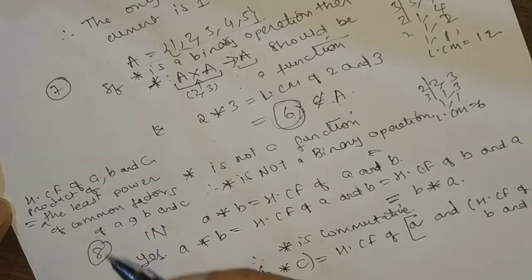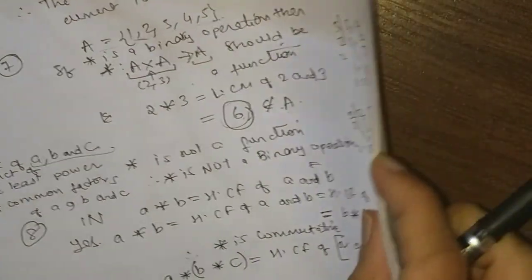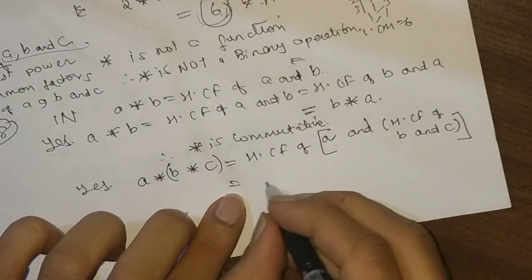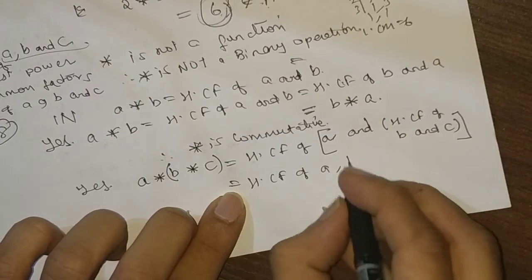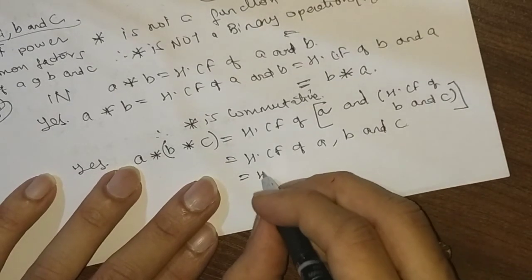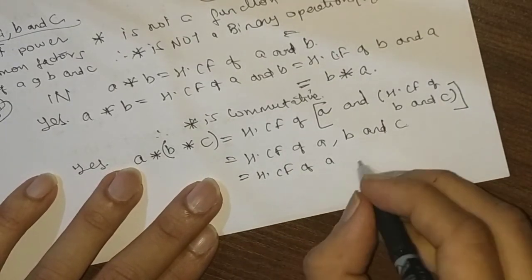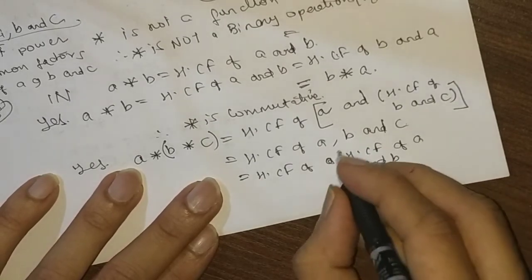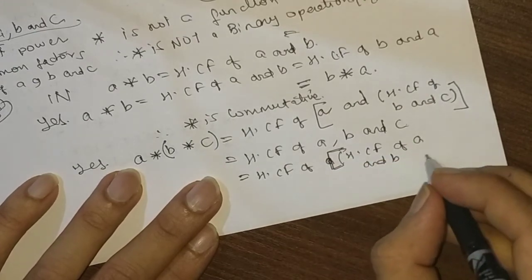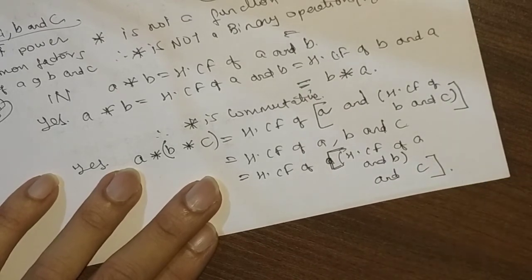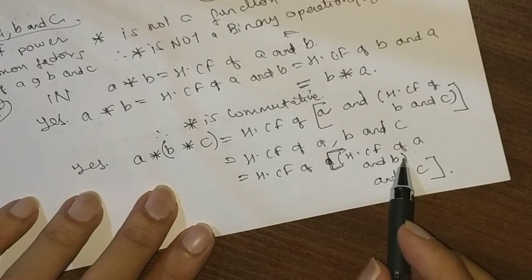So what you do here is you can calculate the HCF of three numbers at one time. So how you can write this? You can write this as HCF of A, B and C, which is equal to HCF of A and B, and C. Like this you can write HCF of A and B and C.